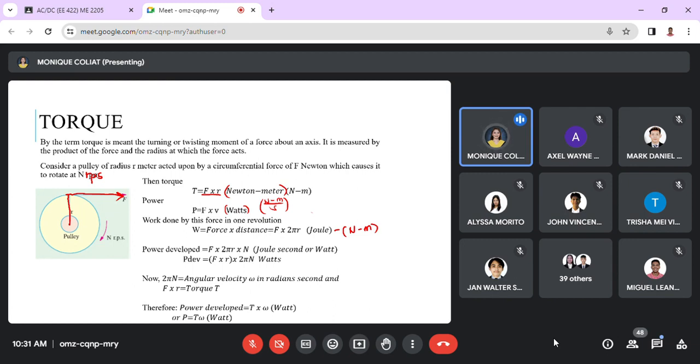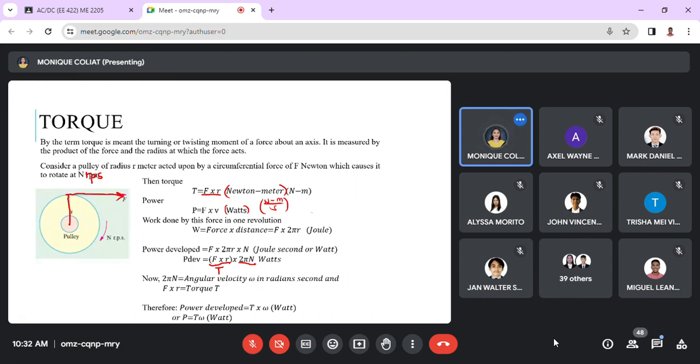Then we have the power developed. To get the power developed, or P dev, we have force times 2 pi r times n, or F times R times 2 pi n. Power developed is in terms of watts, because it is power. F times R is equivalent to torque, right? And 2 pi n is equivalent to angular velocity.